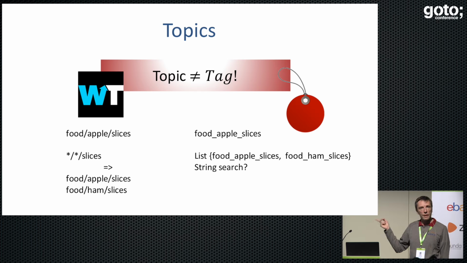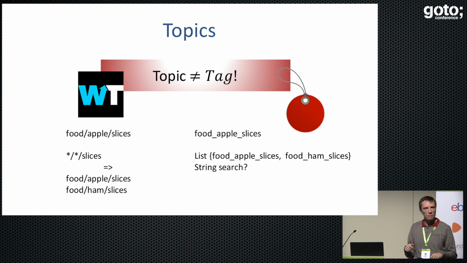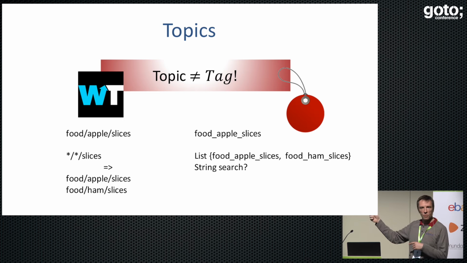So what we could do is list every type of slice, right? So we might have apple slices and ham slices. There's a problem with that, though. We've broken our decoupling, because if we now start producing peach slices, and our subscriber is interested in all types of slices, we now have to update his list. And we've broken our decoupling, right? Because an update to the producer means that we have to update the subscriber, and that's not what we want to do.